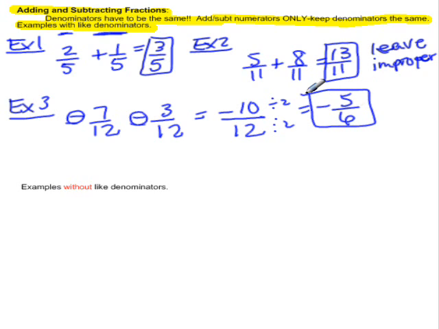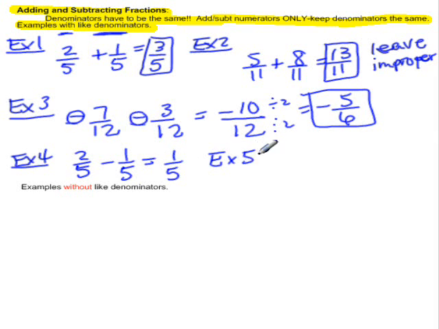Okay, so let's talk about, real quick, just make sure we understand that it goes the other way with subtraction too. So what if we have 2/5, just like the first problem we did right here, and we take away 1/5? Do we do the same thing when we're subtracting? Yes, we do. So you subtract the top numbers and get 1, and you keep your denominator.